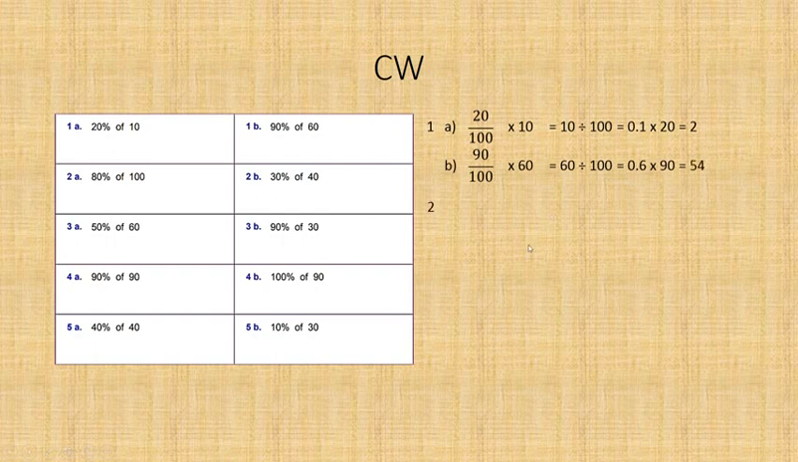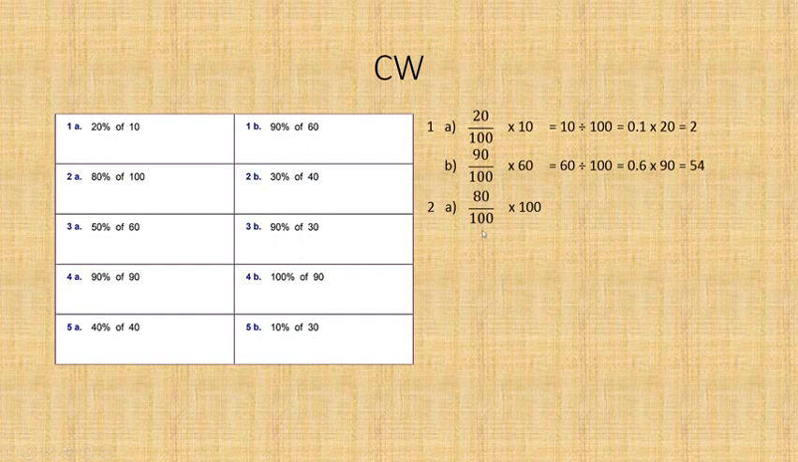Okay. Number 2A, 80% of 100. Guys, I want to tell you something. When you have something like 80% of 100, when you have this number equal to that number, 100, and this is 100, the answer is always the numerator. So the answer at the end is going to be 80. But let's figure it out together by our normal way.